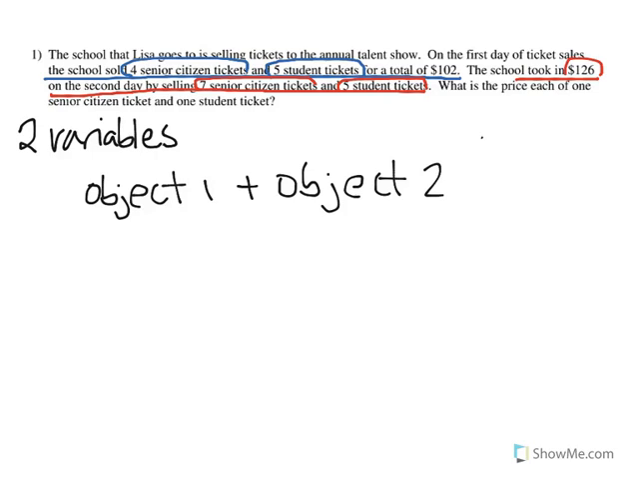So what we want to do is give each object a variable. So maybe we'll make the senior citizen tickets, we'll call those X senior, and then we'll call the Y variable the students.